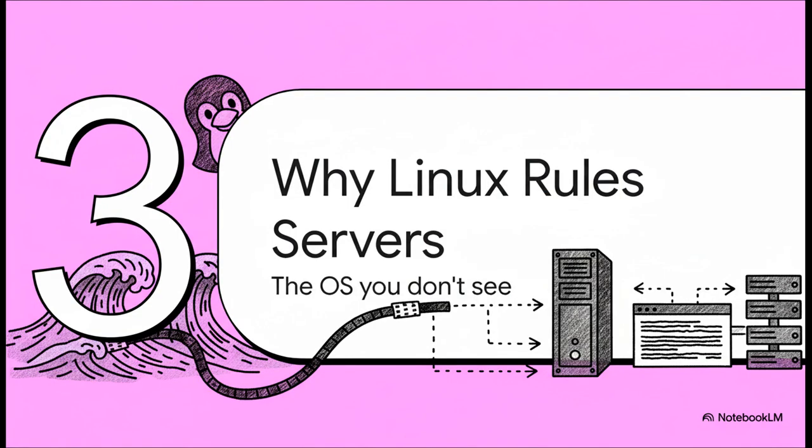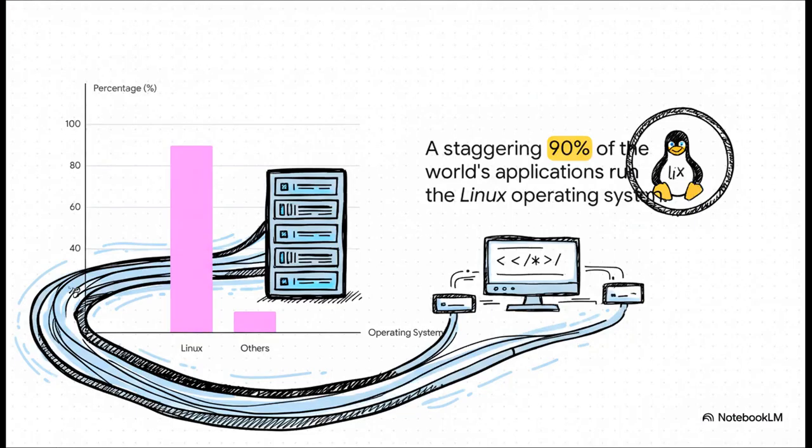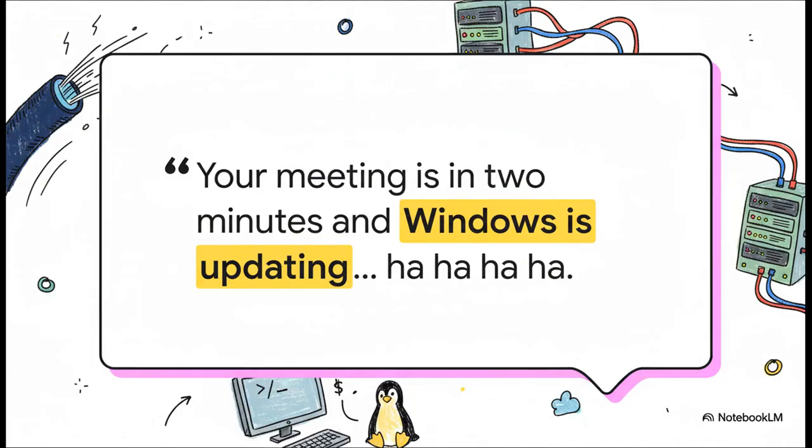So all of these servers, right? Every single one needs a brain, an operating system to function. And when it comes to the professional world, the world of servers, there is one clear, undisputed champion. This is pretty wild. While you and I are probably using Windows or Mac OS on our laptops, a staggering 90% of the world's applications are actually running on an operating system called Linux. So why? Why this huge difference between our personal computers and the pros? Well, it really just boils down to one word: reliability.